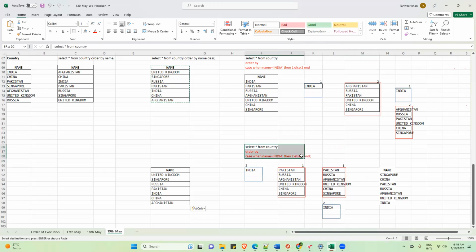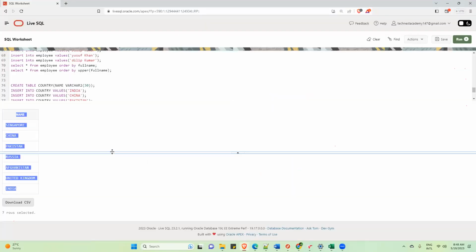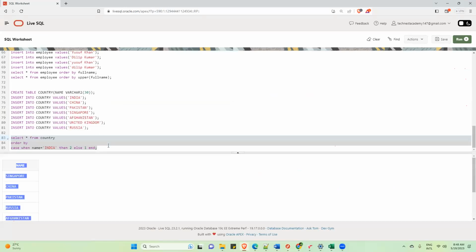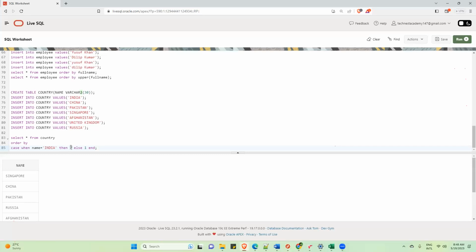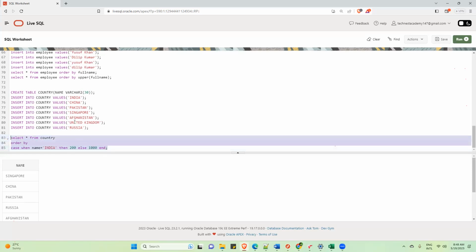This part is clear? Yes. Is this part clear? Yes, sir. Okay, good. Now suppose my manager or the client is telling. So you understood the significance of this 2 or 1 or anything, right? Correct. Okay, let's see a few more examples first. Suppose I write here 200, and this is 1000. Can you tell me the output of this query?